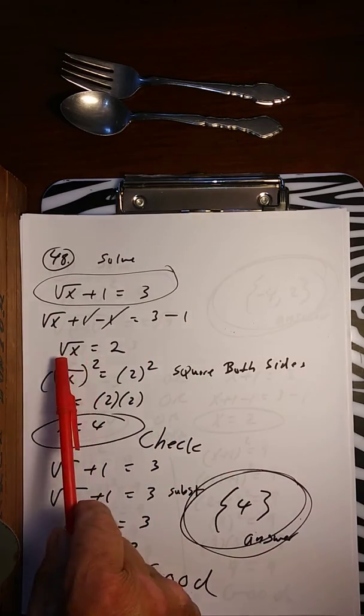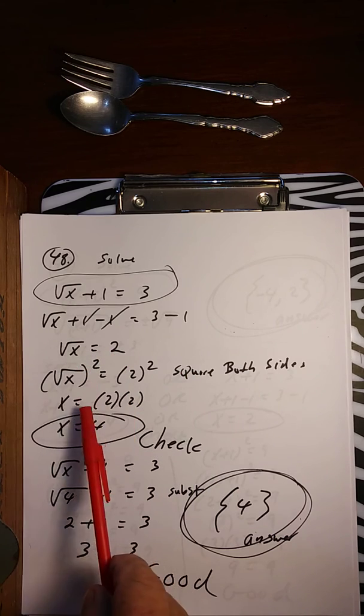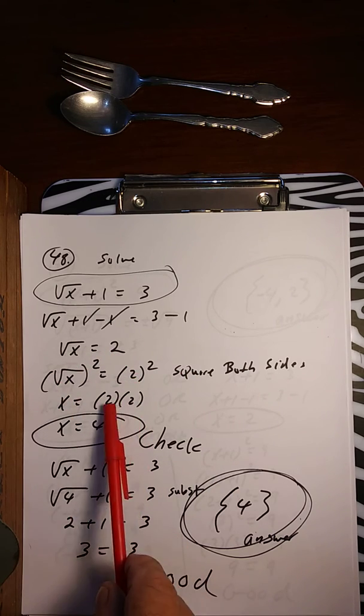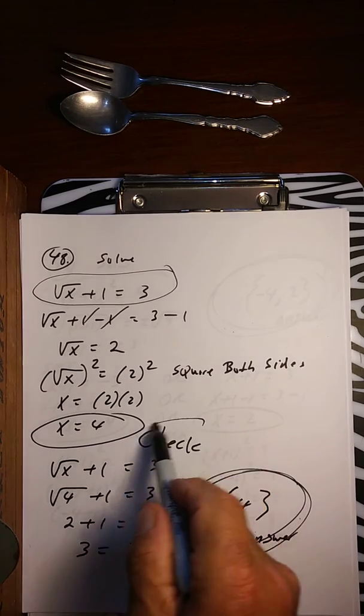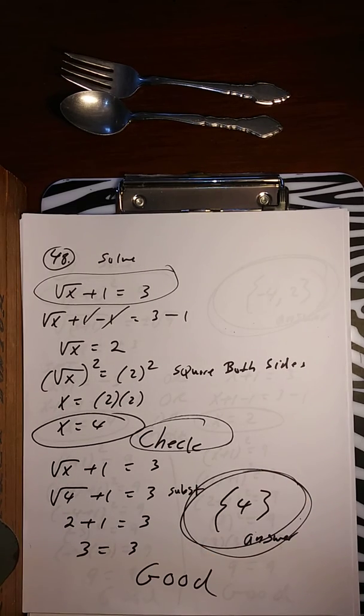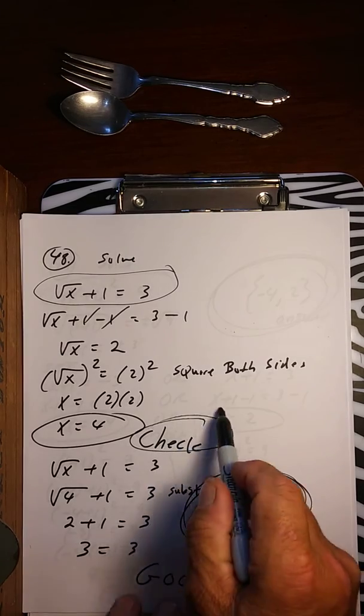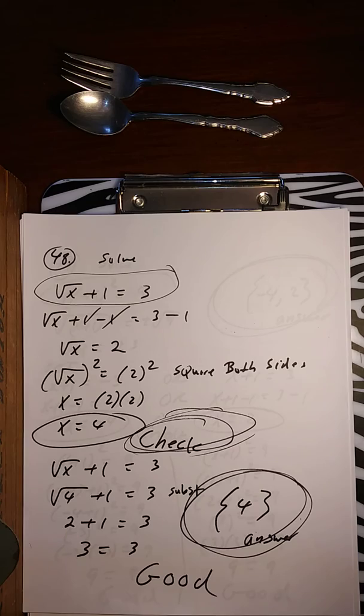Subtract 1. Square root of x equals this. Now square both sides. So this is just going to be x. And that's going to be 2 times 2, 4. Check this. Does it work? I don't know. Let's find out. Put a 4 in there. Square root of 4 is 2. 2 plus 1 is 3. And we have 3 equals 3. Yes, that works. So did we check it? Did it work? Yes, it did.